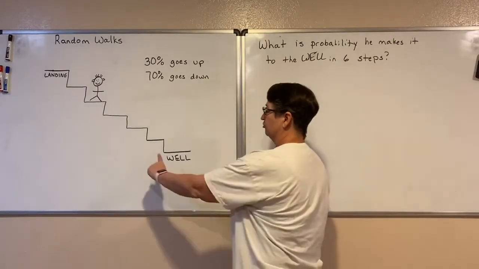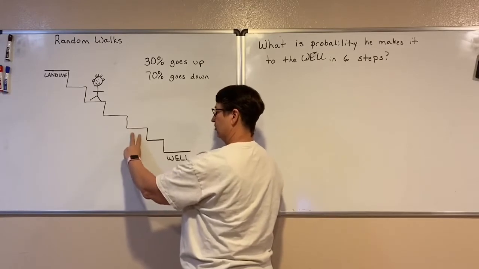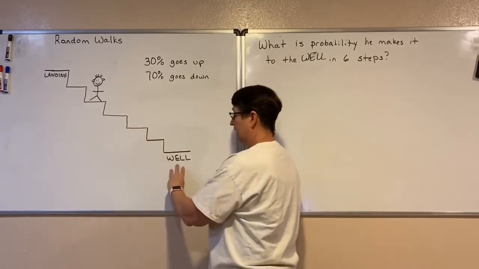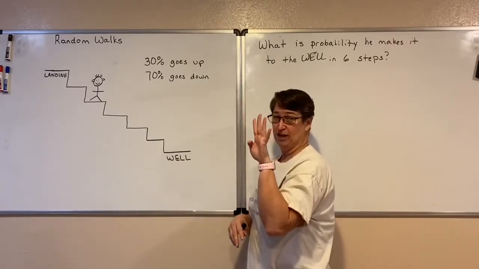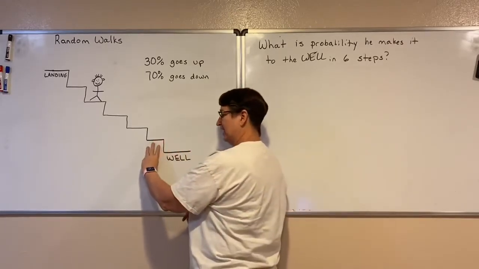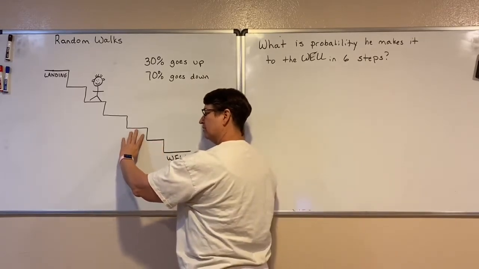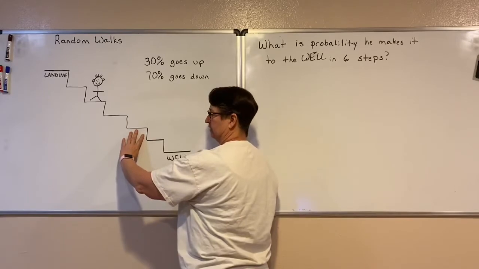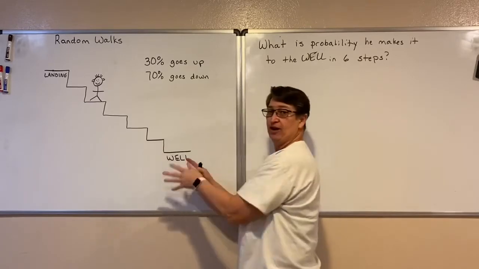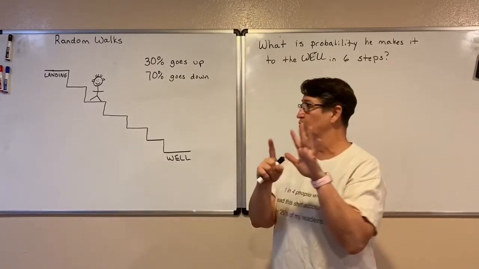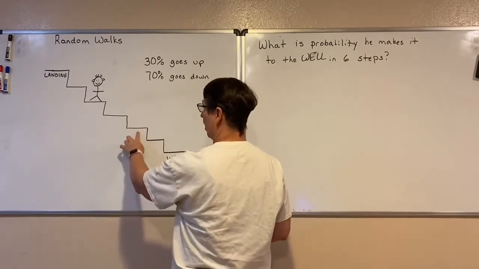So if he's going to make it to the well in 6 steps, if I go down, and down, and down, and if he goes down again, he's done. So we didn't make it in 6, we only made it in 4. So once he's made it down 3 steps, he's got to go back up before he can go down again. So he goes up 1, and then he can go down, and there he is in the well in 6 steps.